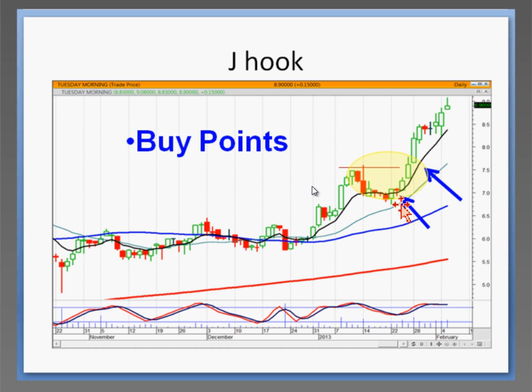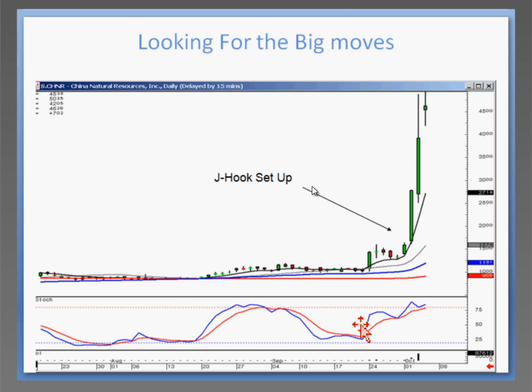There's two places to buy. You can start buying right here, knowing that once it gets up to the resistance level, if it fizzles, you get out because you have a double top. If it goes through, you got a strong price move. Or if you're more conservative, you wait for it to break out through this level, knowing that this wave and this wave will approximately be the same. This is what we're looking for, that little JHook pattern.